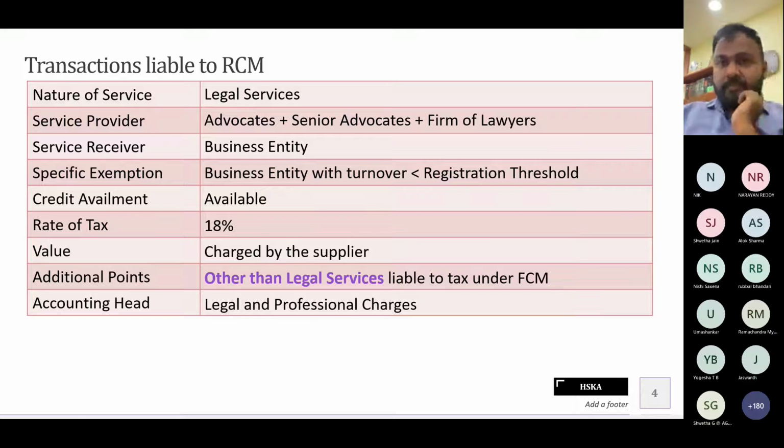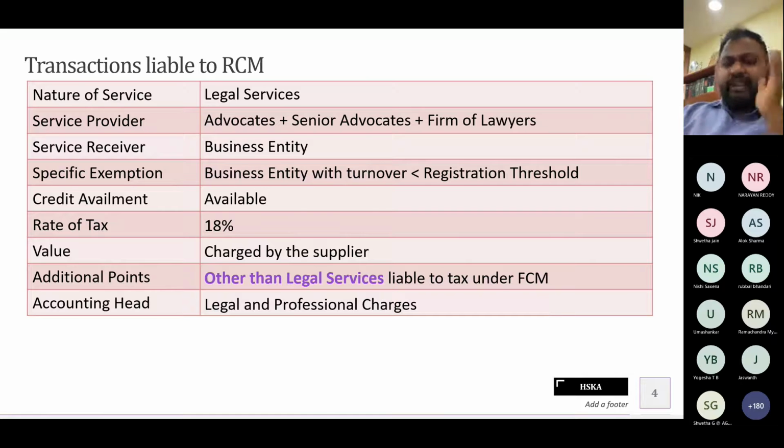A very interesting point here is that, assuming your turnover last year was 15 lakhs, and the current year also is 15 lakhs, and you engage the services of a lawyer for the purpose of business, and you're registered under the GST law. This specific exemption does not say that if you are registered, you are required to pay tax. It only says if your last year's turnover is below the threshold limit, you are not required to pay tax. Which means even if you are registered under the GST law, but your turnover in the last year is less than the 20 lakhs or 40 lakhs limit, you are not required to pay tax under reverse charge mechanism.